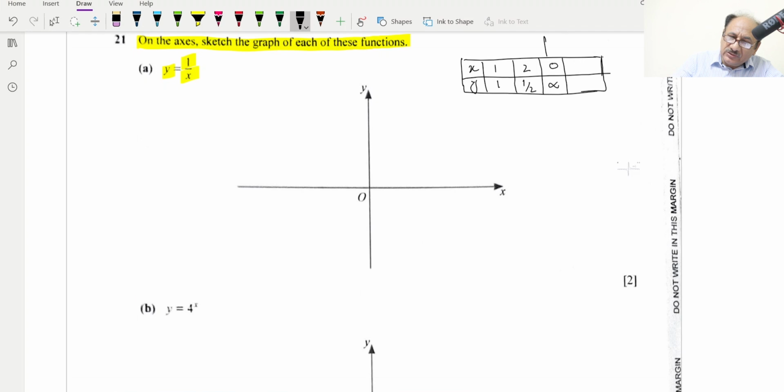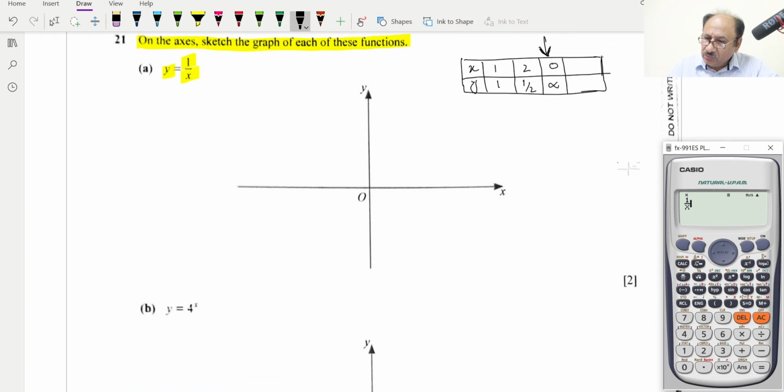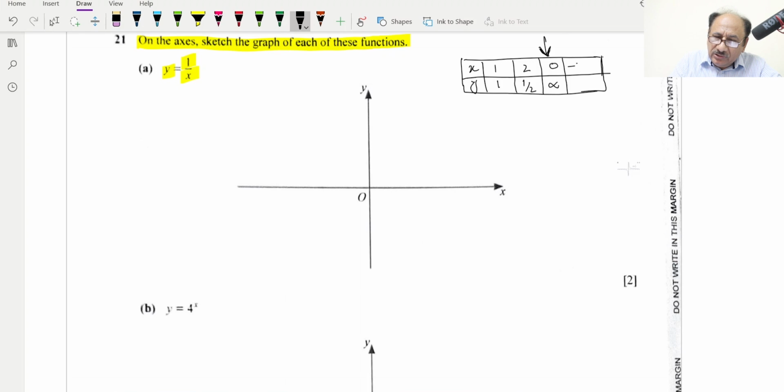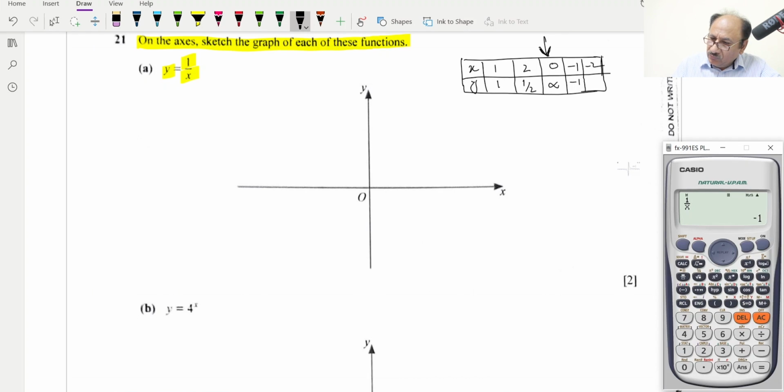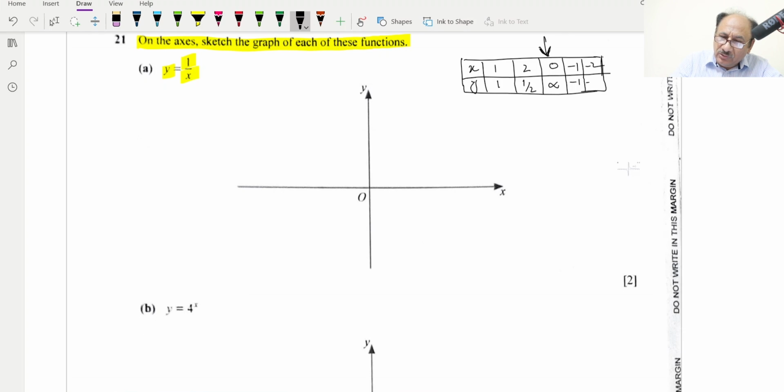Or even this one you can avoid. If you want to write, you can write like this, or you can leave this one. So if we take x is equal to minus 1, calculating gives minus 1. Similarly, you can take minus 2, and calculating for minus 2 gives us minus 1 by 2. So this is how you can complete the table of values.